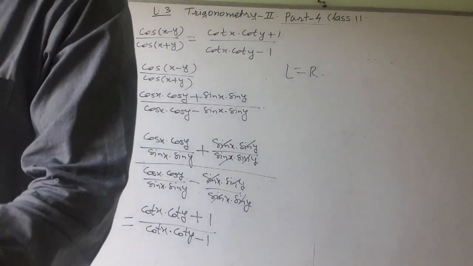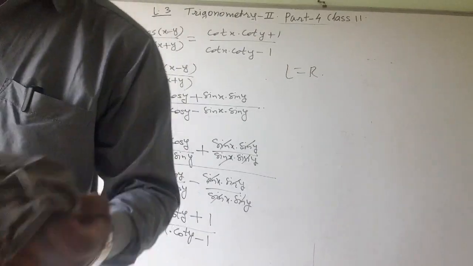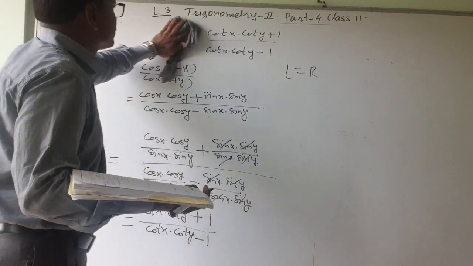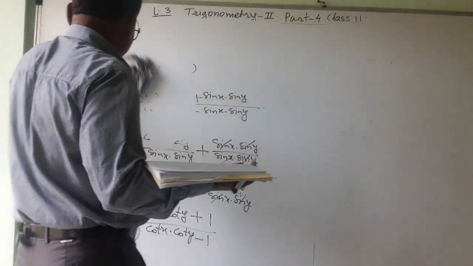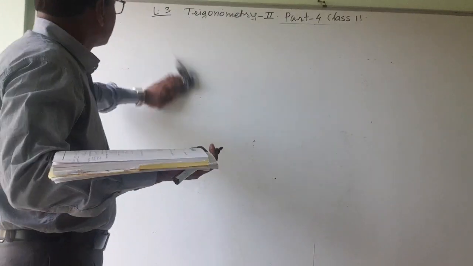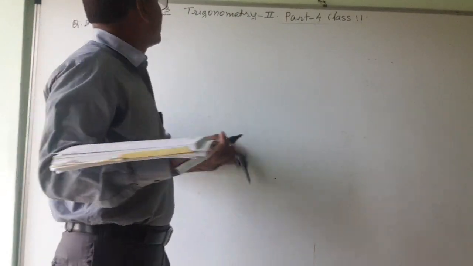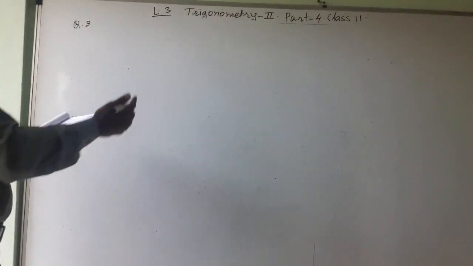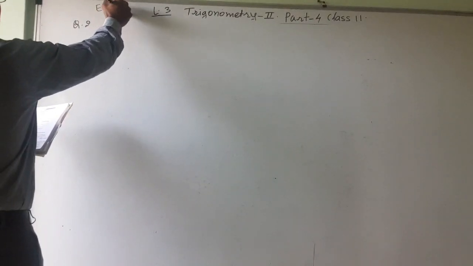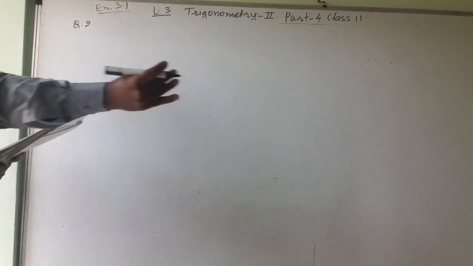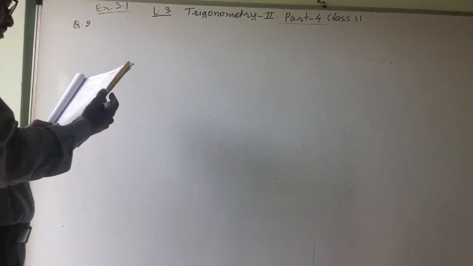Thus the proof. Now in this session we will take the last sum. Take a screenshot. We will complete the last one, then all your exercise 3.1 will be closed. It was exercise 3.1, and this part 5 will be completed.